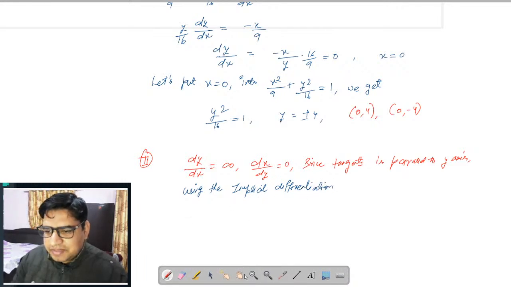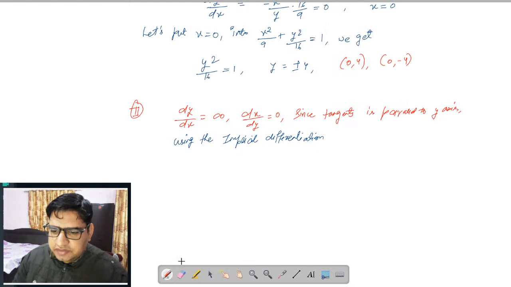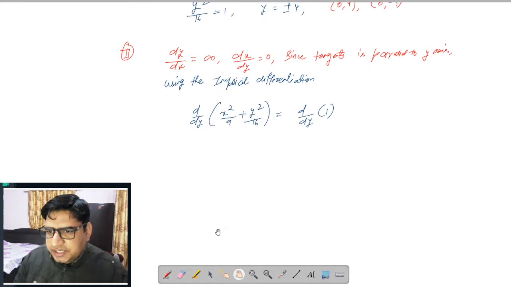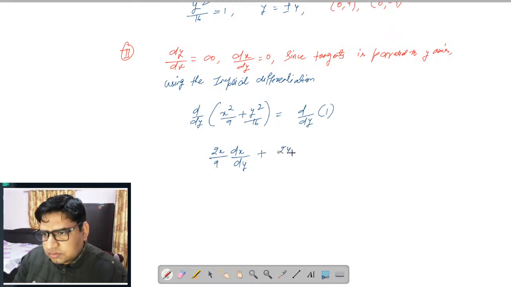Okay, so in implicit differentiation, what we will do now is simply write d/dy of x square by 9 plus y square upon 16 is equal to d/dy of 1. And what we get from here is 2x by 9 dx upon dy plus 2y by 16 is equal to 1.